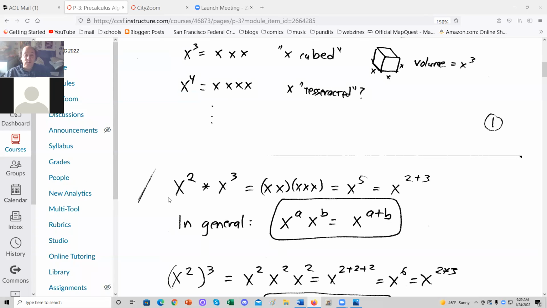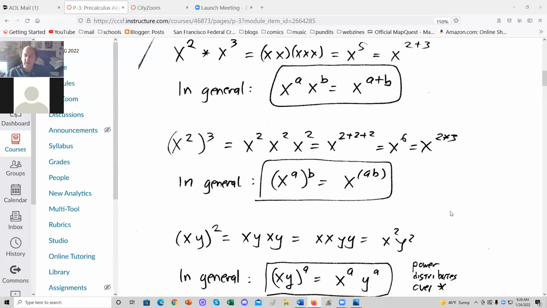Now, if you multiply different powers of x, you add the powers. So for example, x to the second times x to the third, that's 2 x's times 3 x's, that's 5 x's, and you get the 5 from a 2 plus 3. In general, x to the a times x to the b is x to the power a plus b. You multiply powers of x's by adding the powers.